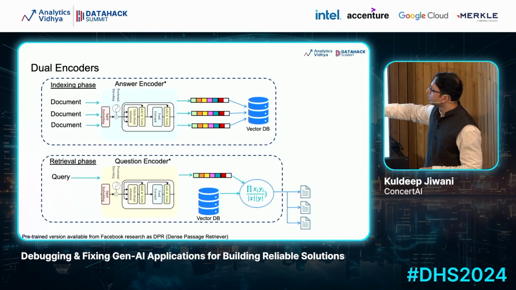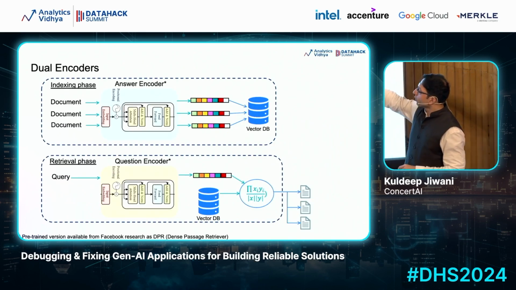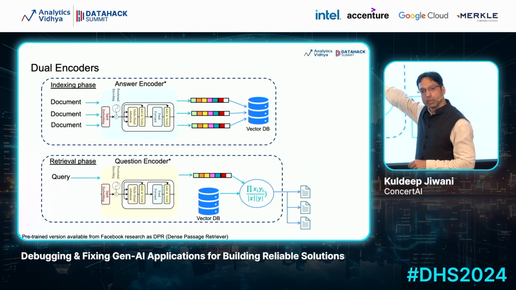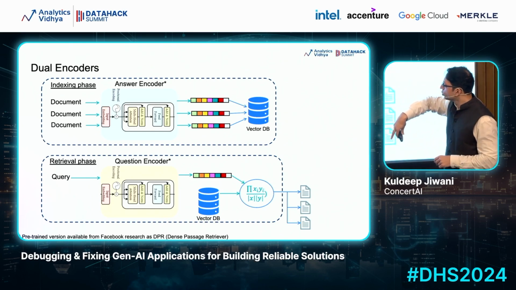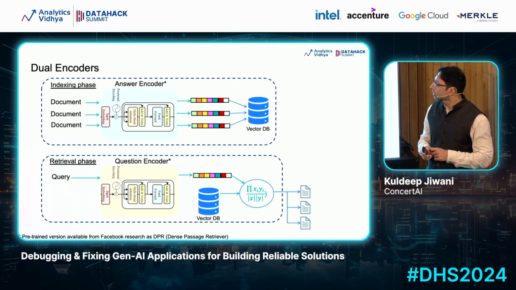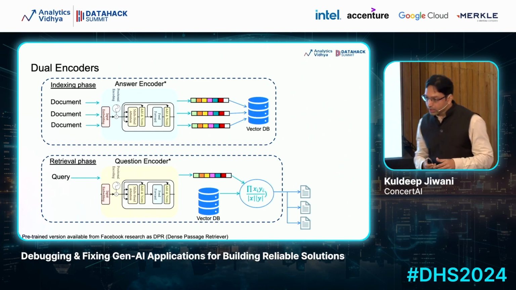So how to use them basically? While indexing, you use the answer encoder to index data in the DB. But while retrieval, you use the question encoder, right? There's a link, I think you'll find on Google, for the Facebook work. So this is a different way of doing RAG, and it gives you more efficiency.